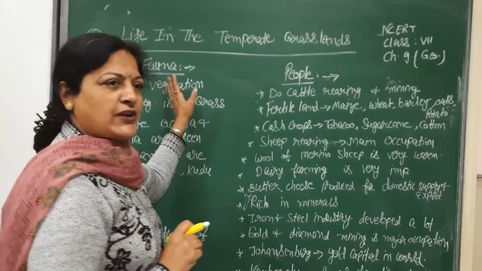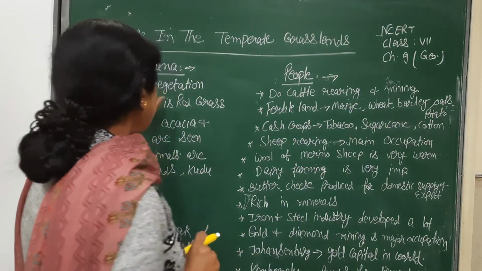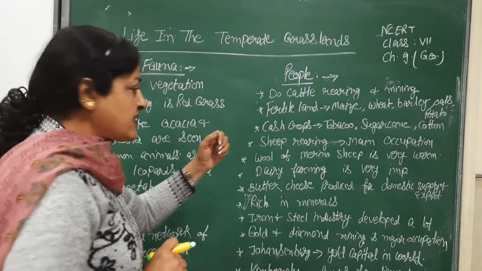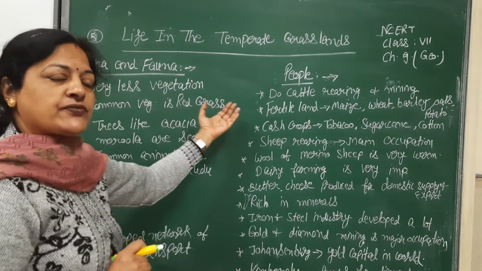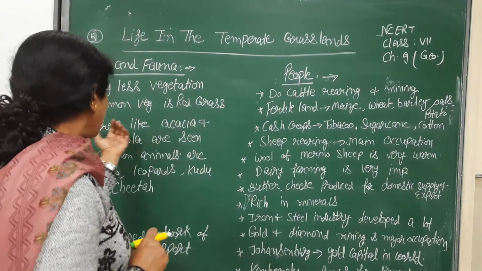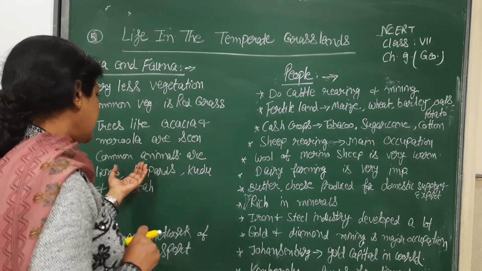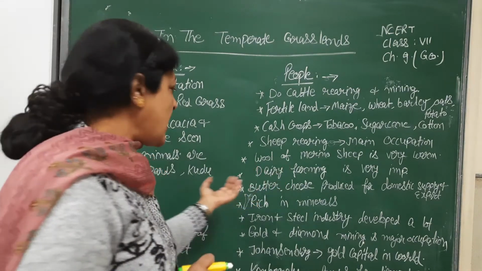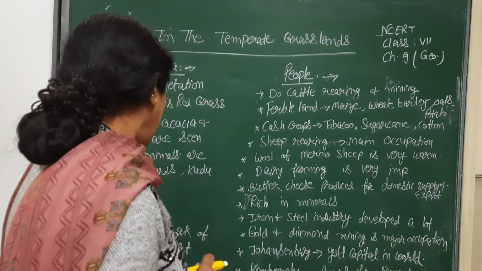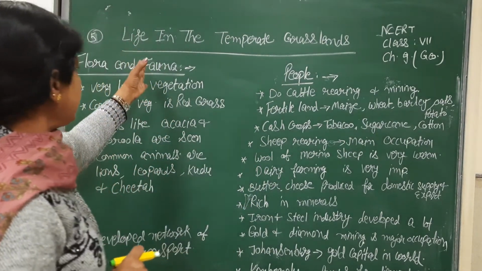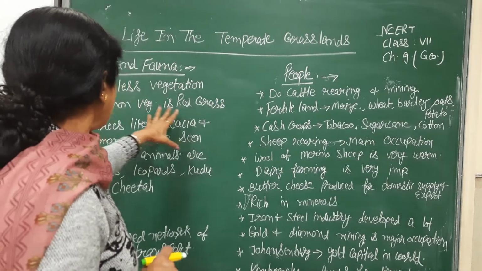Now comes the flora and fauna of the velds. Very less vegetation is found in this area. Common vegetation found here is red grass. Then trees like acacia and morula are seen here. Common animals found here are lion, leopard, kudu and cheetah. So we have seen very little flora and fauna is found here.